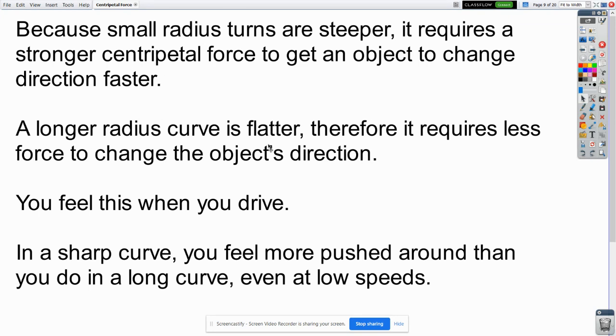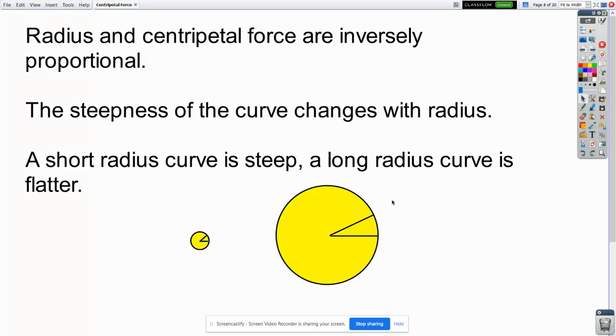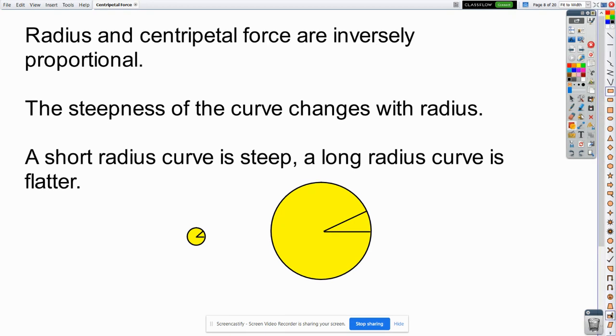A longer radius curve is flatter, therefore requires less force to change the object's direction. So again, we're not going to have to change our direction as much, and because of that, we're going to need less force.